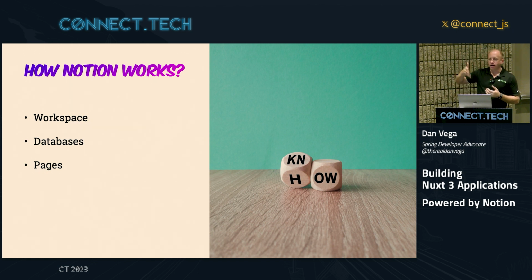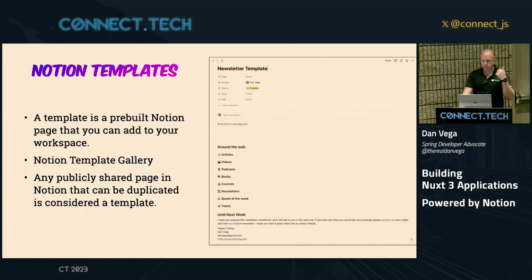Inside a database, we may have pages. So you can think of a database as a collection of blog posts. A page could be one particular blog post. Again, we talked about Notion templates. There is actually a really big Notion template gallery out there, so you can go get some from them. There are also user-created templates, some of which are free, some of which are paid. And again, anything that is public and can be duplicated is a template.